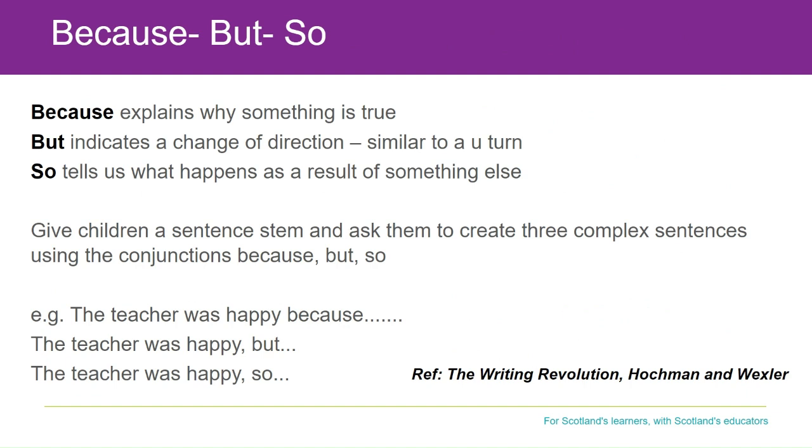So if you give your learners a sentence stem, then you're going to ask them to create 3 complex sentences using each conjunction in turn. Make sure that you know your learners understand the meaning of each of the conjunctions. So you could explain it in this way. Because explains why something is true. But indicates a change of direction, like a U-turn. And so tells us what happens as a result of something else. In other words, it's a cause and effect.